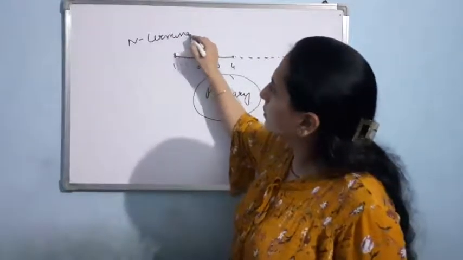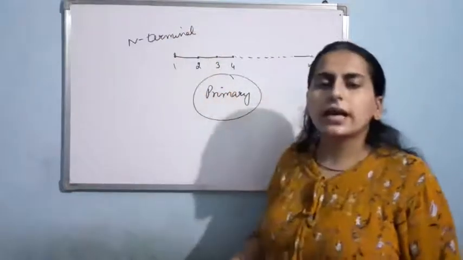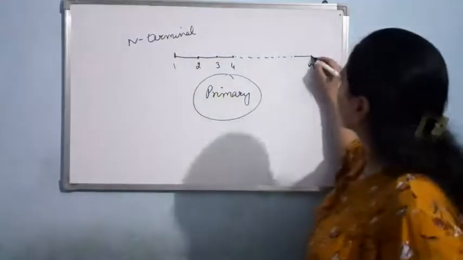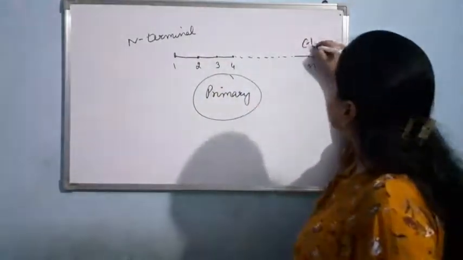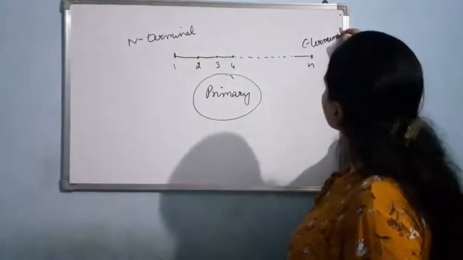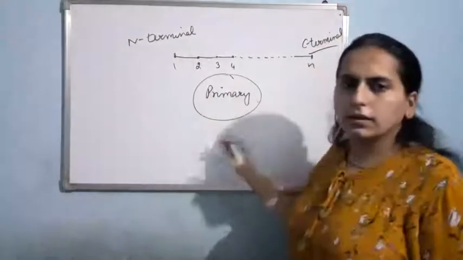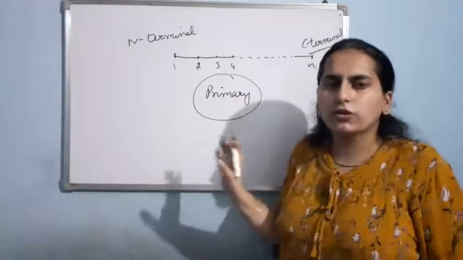Now, this end, the starting end where the first amino acid is present, is known as N-terminal. The first end is known as N-terminal, and the last end, where the last amino acid is present, is known as C-terminal. I hope I am clear with the primary structure of the protein.